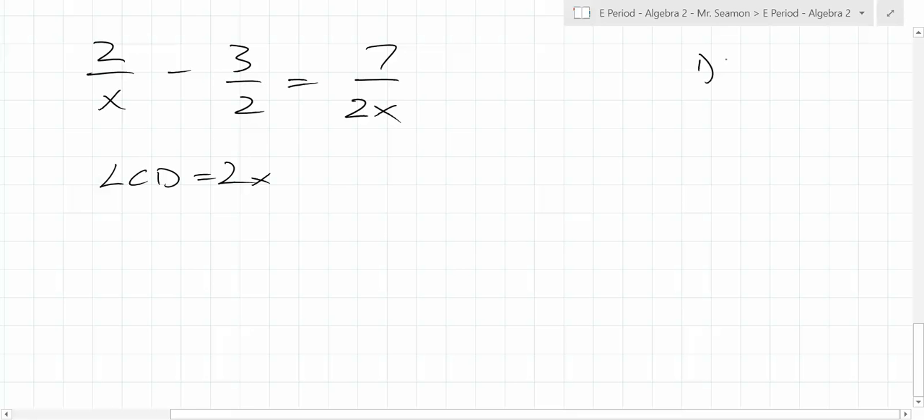So step 1 is going to be find the domain. Step 2 is going to be find the LCD. And then step 3 is multiply by the LCD.